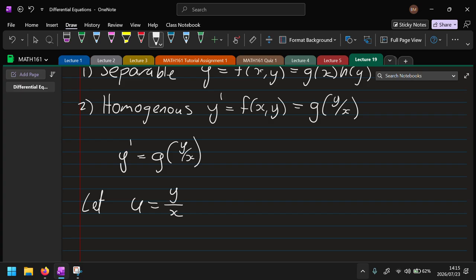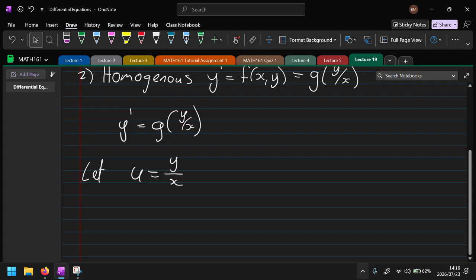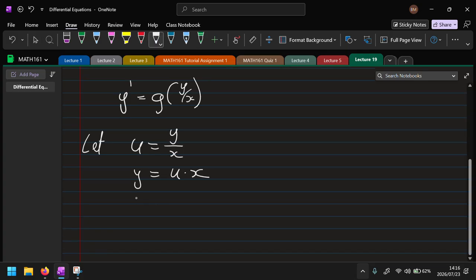A little bit of rearranging here, we're going to get y is equal to u times x. And again, that u is a function of x from what we had before. On the left-hand side, we need to find y prime, and on the right-hand side, we can just substitute u. So let's find y prime. Again, u is a function of x, so we need to use the product rule. So this is going to be u prime x plus u. That will take care of the left-hand side, and then on the right-hand side, all we need to do is substitute u.